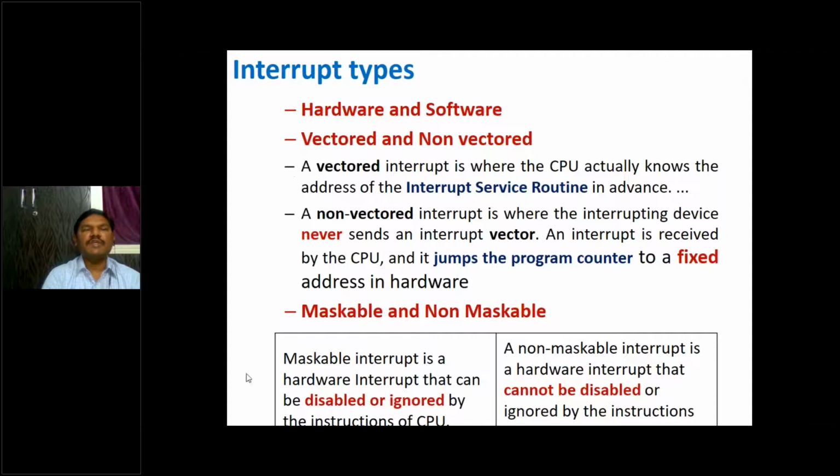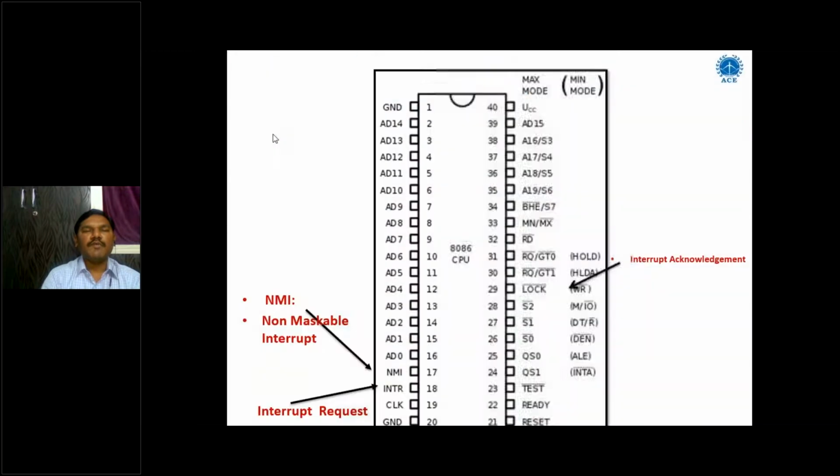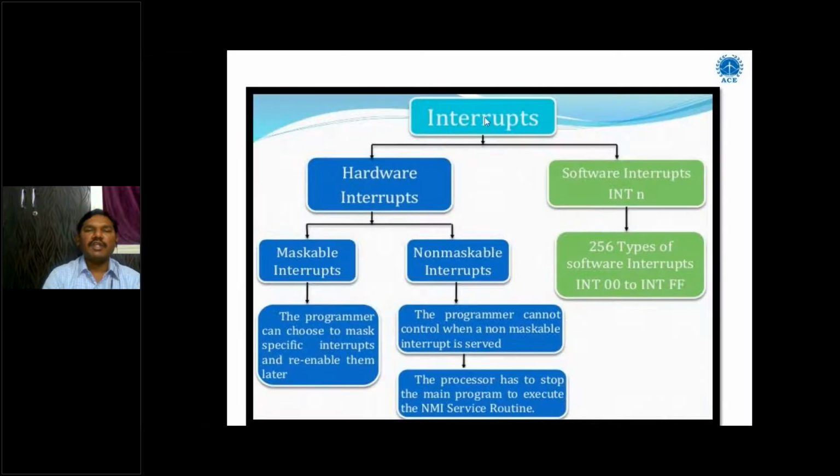Right. So what are the types of interrupts? There are mainly three types of interrupts. The first one is hardware and software interrupt. The second one is vectored and non-vectored interrupt. And the third one is maskable and non-maskable interrupt.